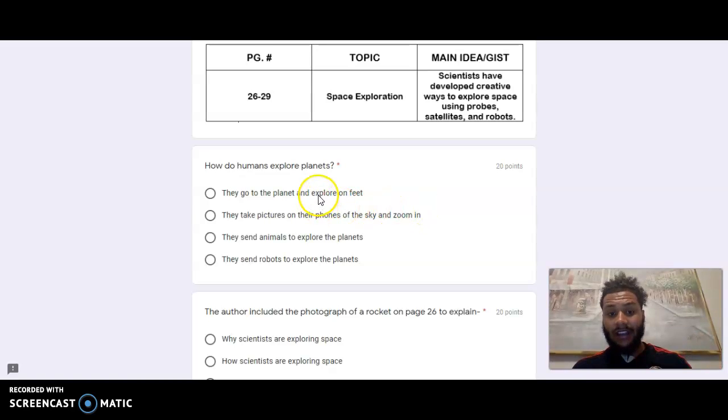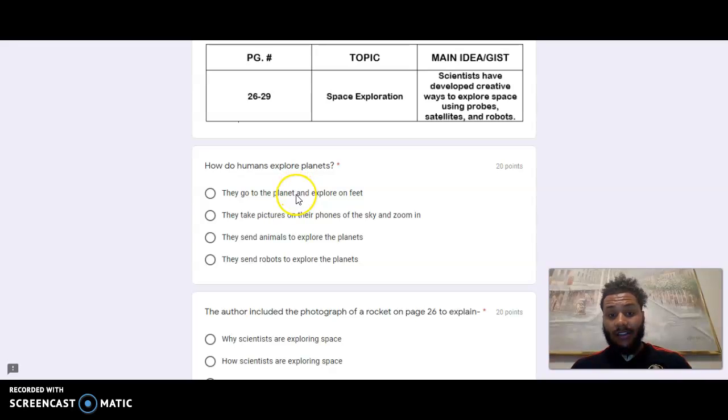Do they go to the planet, explore on foot? Do they take pictures on their phones of the sky and zoom in? Do they send animals to explore the planets, or do they send robots to explore the planets? Well, let's go through each of these answers and eliminate the ones we know are not true.